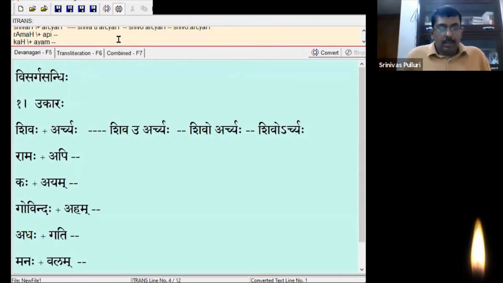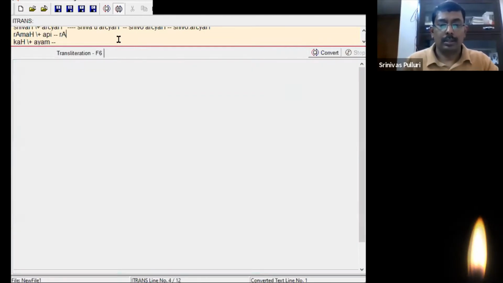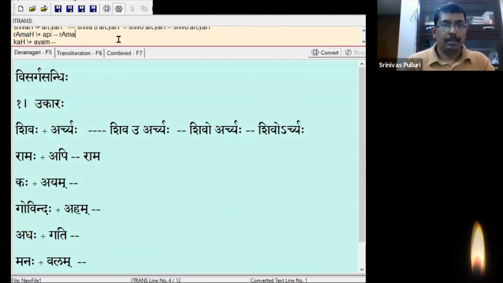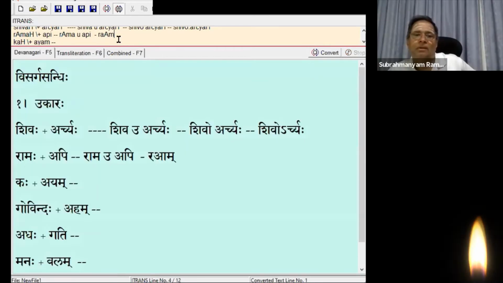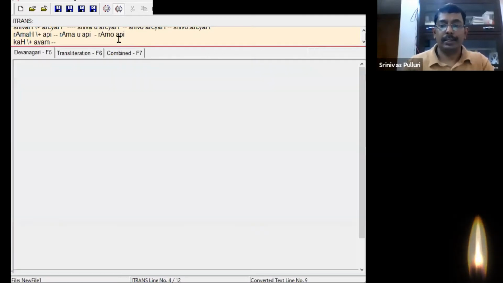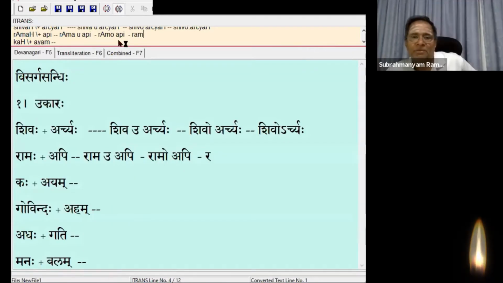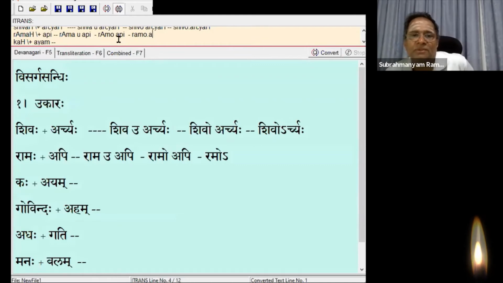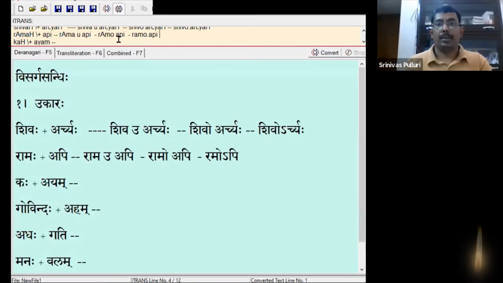So Ramaha plus U plus api. Then, Subramaniam sir, now Ramo. Ramo api. Next, the A becomes pararūpasandhiḥ rule. The A drops. So Ramo api. Perfect. Avagraha. Okay.